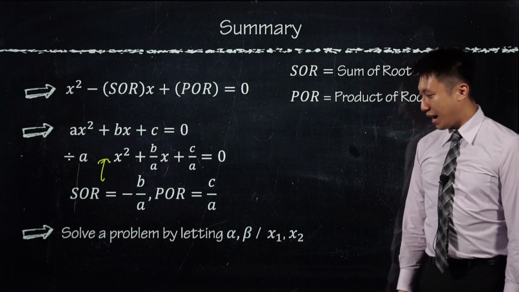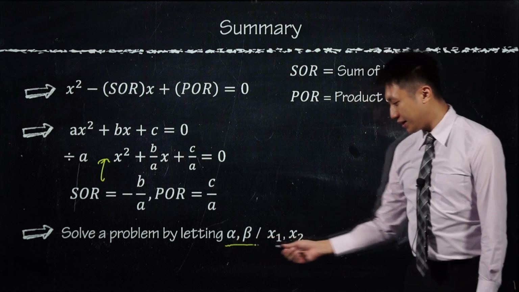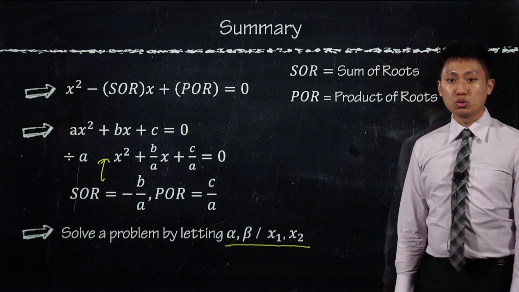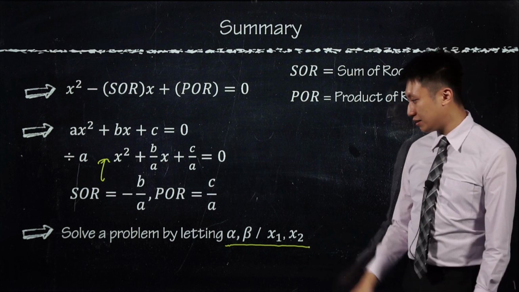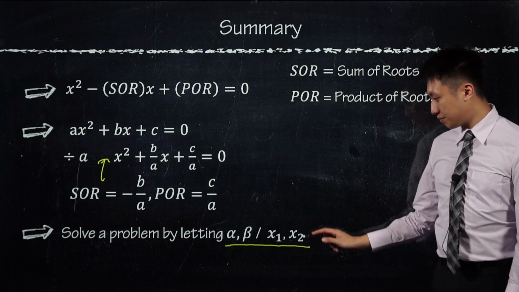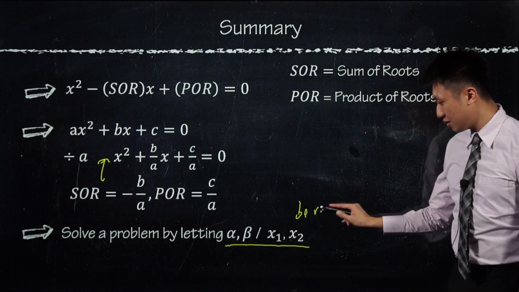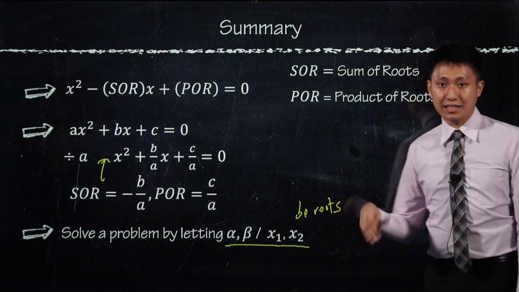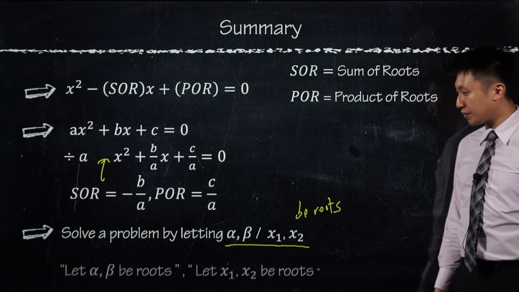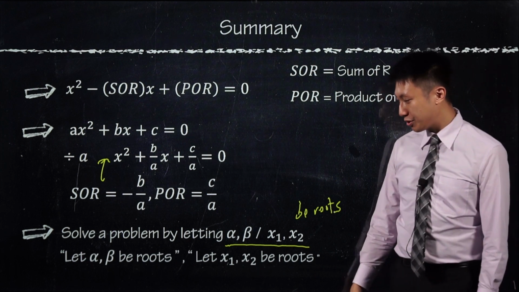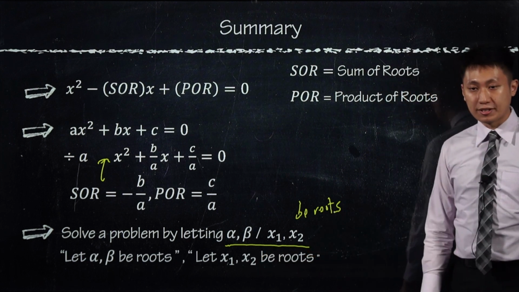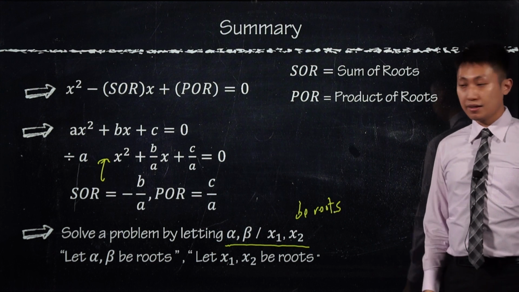Solve a problem by letting alpha and beta, or x1 and x2, be the roots. Okay, and that's how you start. Let alpha, beta be roots. Let x1, x2 be roots. Okay, all right. So I'll see you.